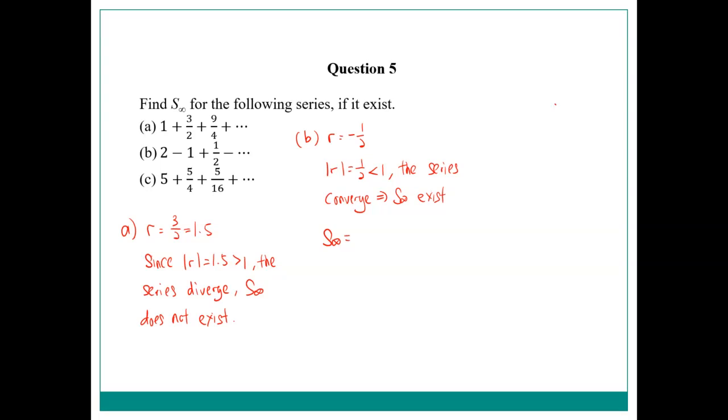So S infinity equals A over 1 minus negative half. Sorry, it is negative half. Let me erase this. I need to change that to negative half. So I got 2 over 1 plus 1 over 2, oh, sorry, I made a mistake here. This is 1 over 2. So I got 2 over 3 over 2, and then the final answer is 4 over 3. Okay, so I have done A and B. Try C on your own.